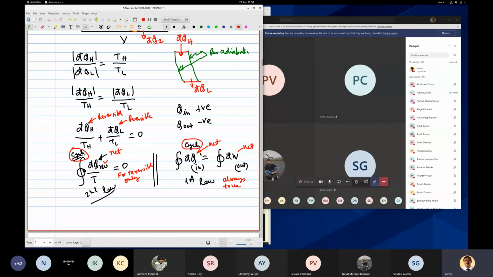While in the first law, in a cycle, Q dot in net is Q dot out net. Always true. But this is true for a reversible case. If it's reversible, then dq reversible by T, if you integrate over the full cycle, it is 0. While, so interesting, dq is of course a path function.